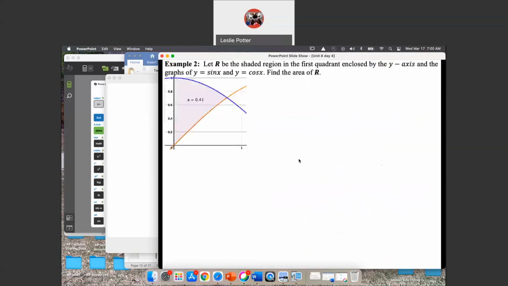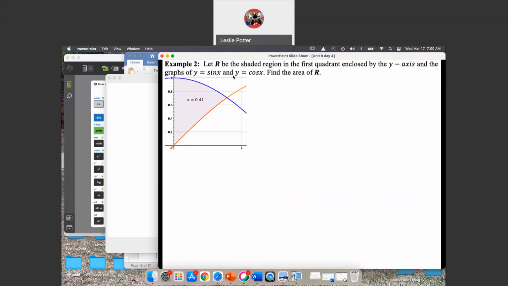Okay, let's look at this next example. Again, we've got a top curve minus a bottom curve, and it says let R be the shaded region. So this is shaded here in bluish, in the first quadrant, and it's enclosed by the y-axis, the vertical axis, and the graphs of sine of x and cosine of x. Just find the area of R.